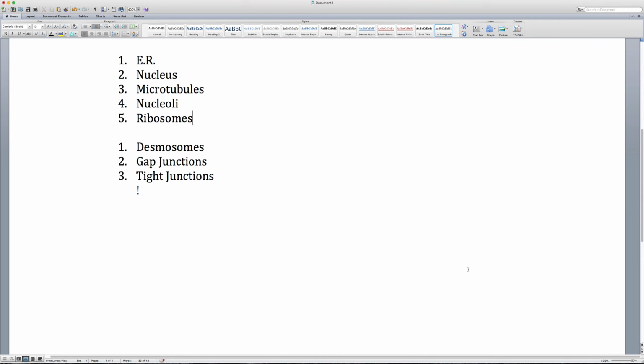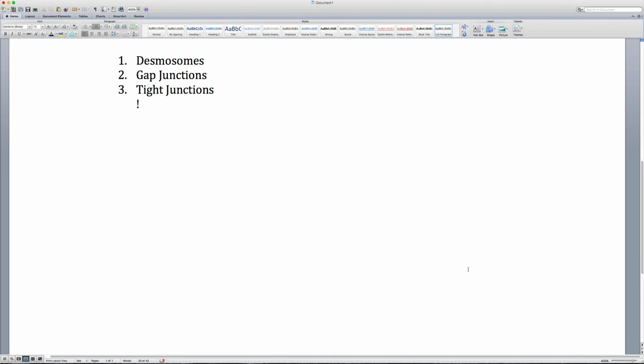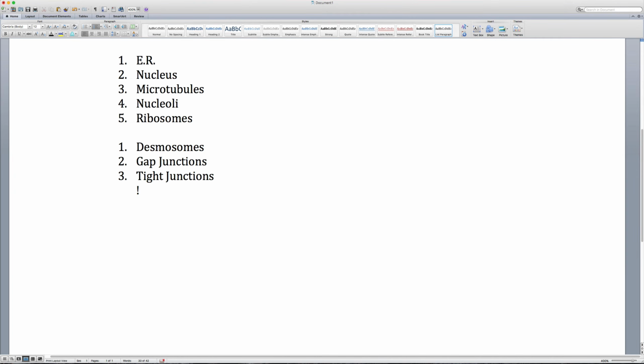Next question. Explain the term genetic code. What is a genetic code? What does it code for? And what are the letters of the genetic code?